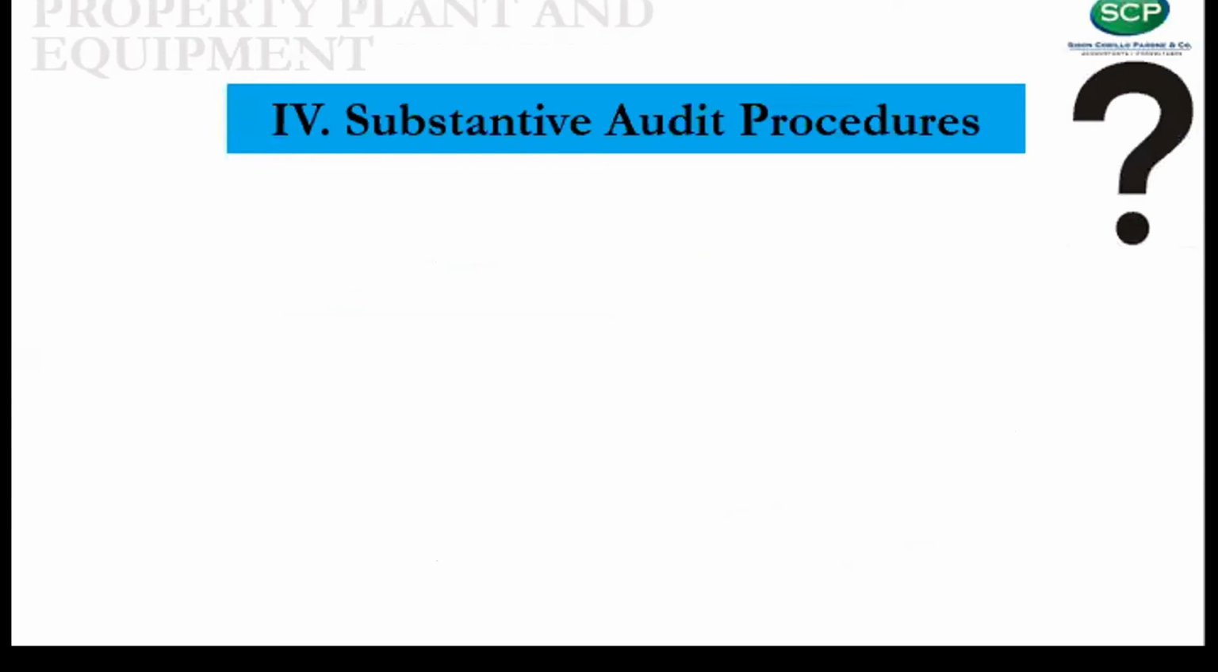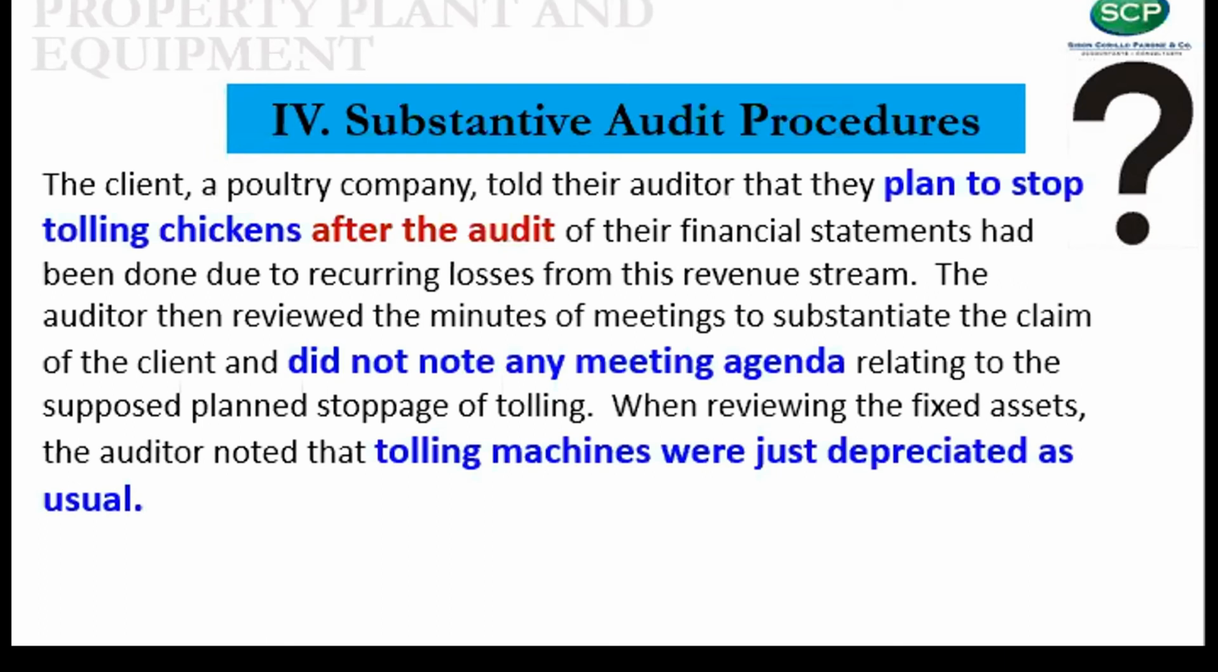Before we move on to the last substantive audit procedure, we will discuss in this training session, and to help us understand more about impairment losses, let's take this audit case. The client, a poultry company, told their auditor that they plan to stop tolling chickens after the audit of their financial statements had been done, due to recurring losses from this revenue stream.